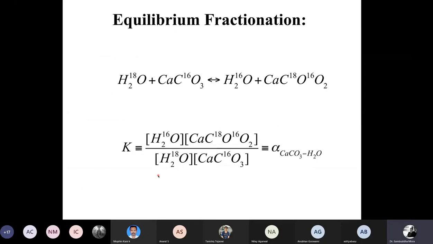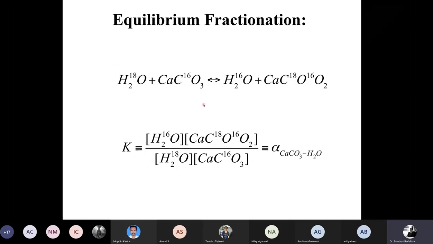Let's start with an example of equilibrium fractionation. This is calcium carbonate. Say a piece of calcium carbonate is sitting in water, and it's a saturated solution. Just because it's a saturated solution doesn't mean that calcium carbonate is not dissolving. It's dissolving and reprecipitating at an equal rate. So the net change in the amount of calcium carbonate in the solid phase, or the calcium concentration and the carbonate concentration in the solution, is not changing.